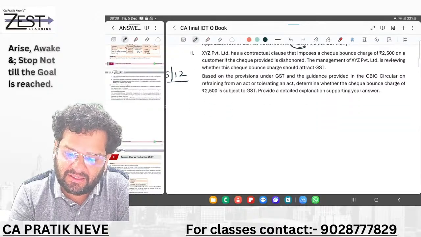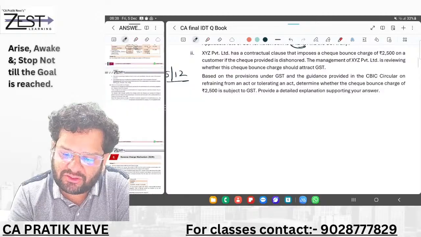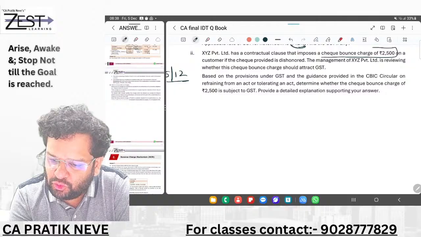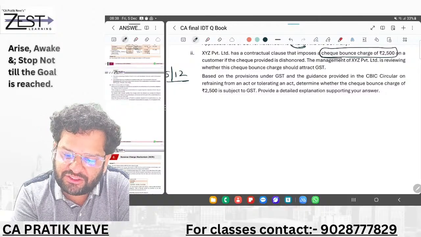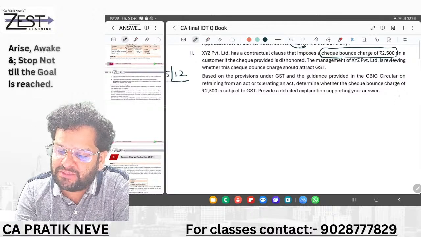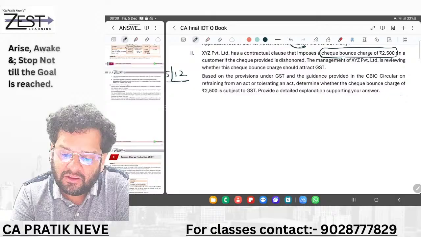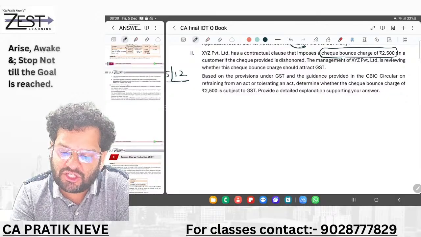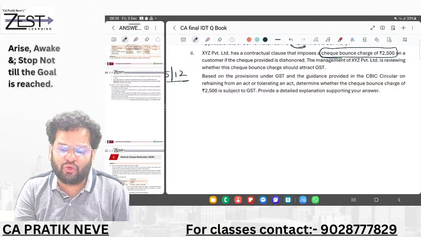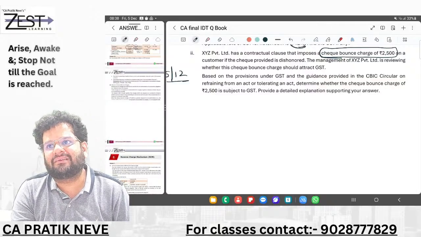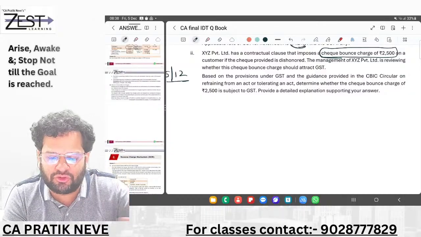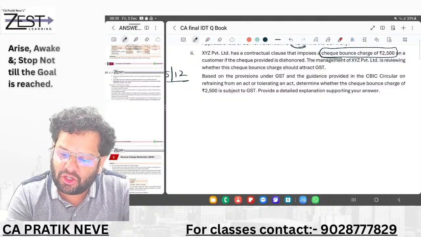And secondly, XYZ Private Limited has contractual clause that imposes check bounce charge of 2,500 on customer if check provided is dishonored. Management of XYZ Private Limited is reviewing whether this check bounce charge should attract GST. So friends, this is nowhere in reply or against the supply of goods or service. So this should not attract GST.